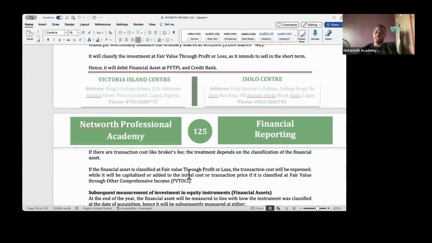But it will be capitalized and added to the initial cost or transaction price if it is classified at fair value through OCI. So if you classify the financial asset at fair value through P&L, transaction costs or brokers' fees will be expensed. But if you classify it at fair value through OCI, such transaction costs would be capitalized.